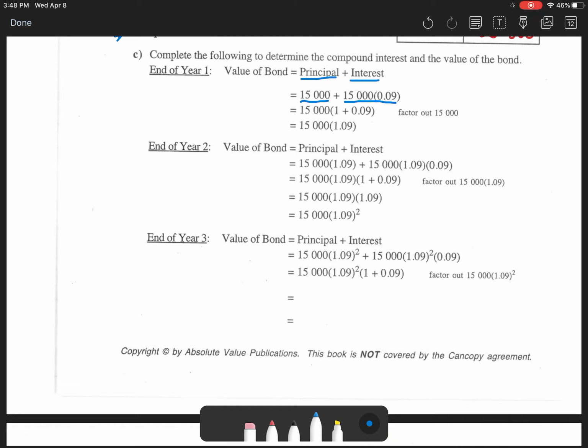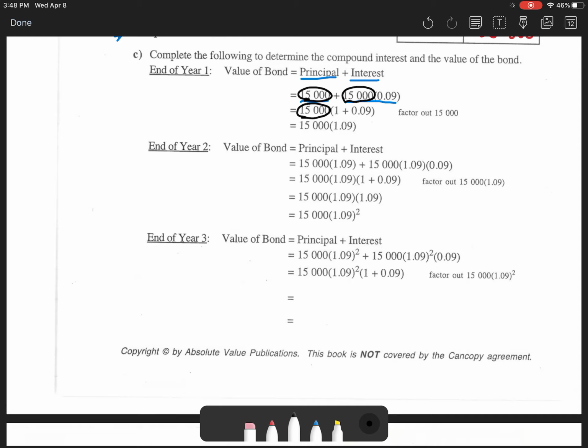Okay, so what they've done now, and what you can see I've underlined in blue, is that I actually have 2 terms. I have 15,000 and then plus 15,000 times 0.09. Well, what's common to both of those terms is $15,000. You can see it here in the first term, and you can see it here in the second term. So what they do is they factor it out of those 2 terms.